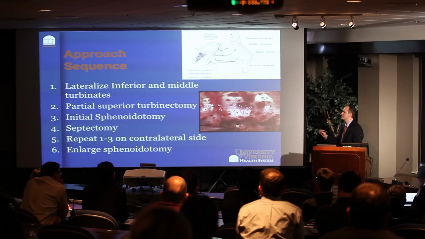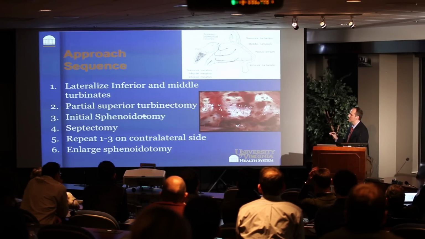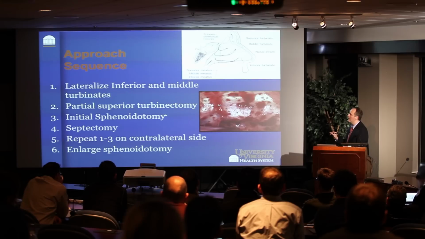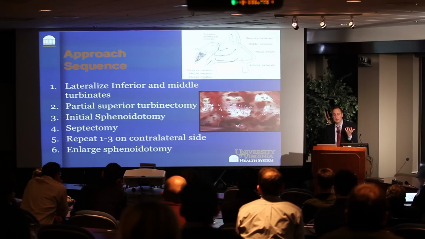So these are the steps that we've just talked about, right? Lateralizing inferior turbinate, middle turbinate, removing a portion of the superior turbinate so that you can do a more deliberate opening of the sphenoid sinus, initial sphenoidotomy, partial septectomy, do the same thing on the other side, and then what you're doing is enlarging the sphenoid, okay? And the question always is, well, how big of a sphenoidotomy do I need to do in order to take out a pituitary tumor?